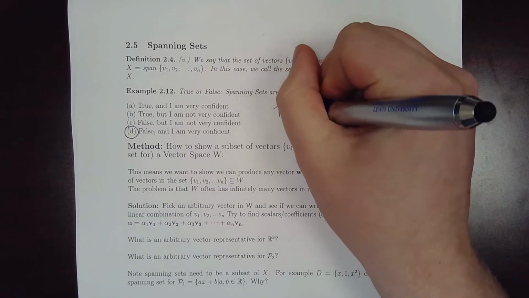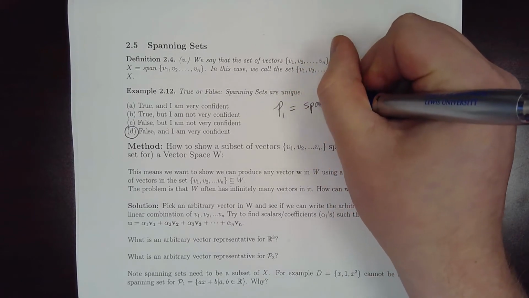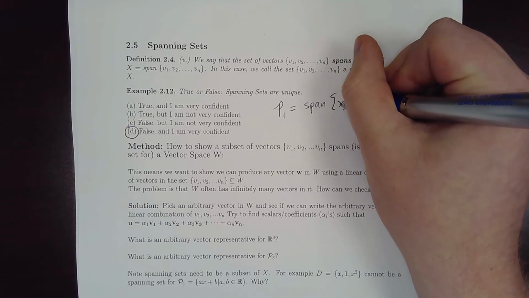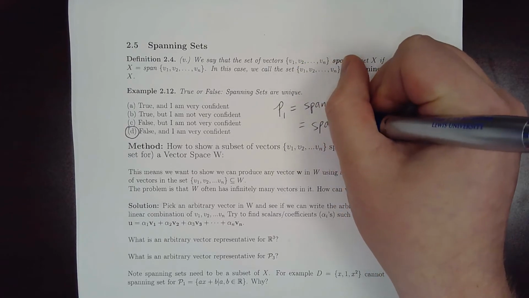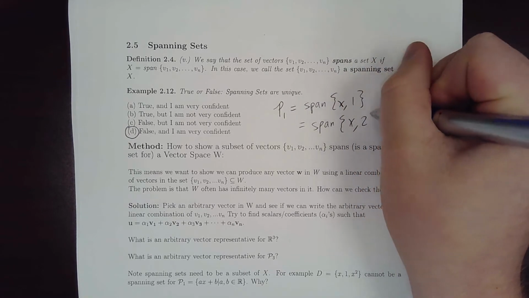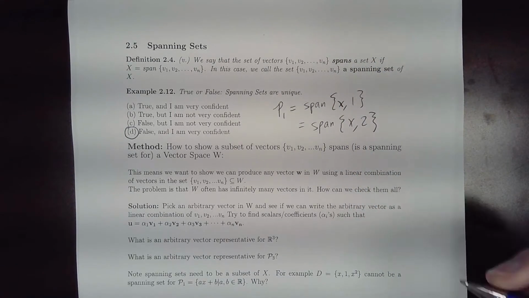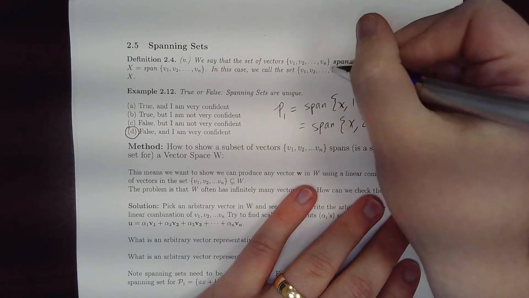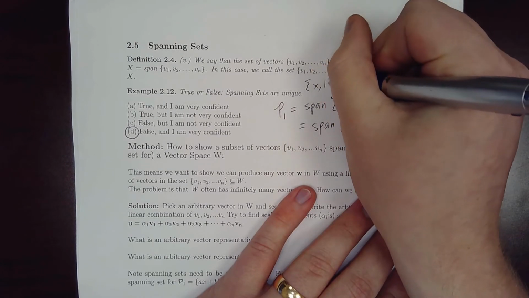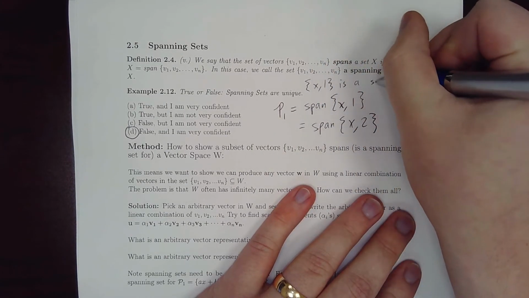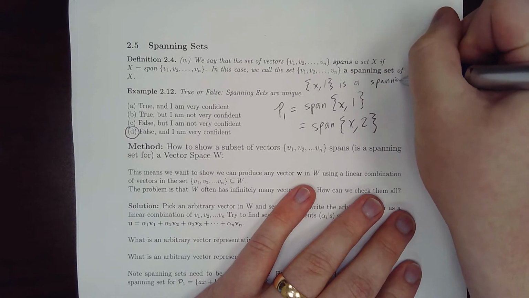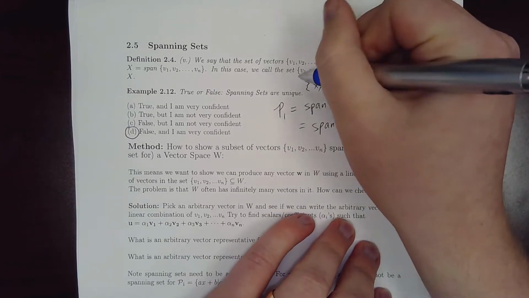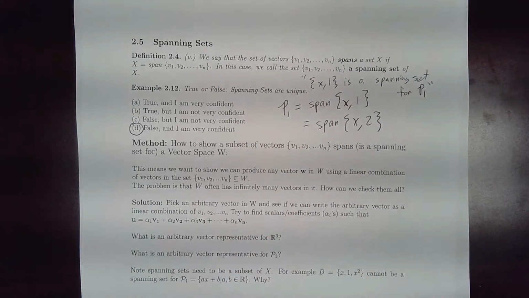So we saw before that P1 is the same as the span of {x, 1}, but it's also the same as the span of {x, 2}. So both of these, {x, 1} and {x, 2}, are spanning sets for P1. So we say {x, 1} is a spanning set for P1. This is how we would use this new terminology.